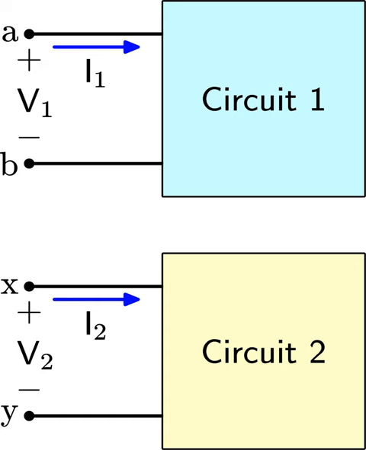The above simplified for only two impedances in parallel: Z_EQ equals Z_1 Z_2 divided by Z_1 plus Z_2.